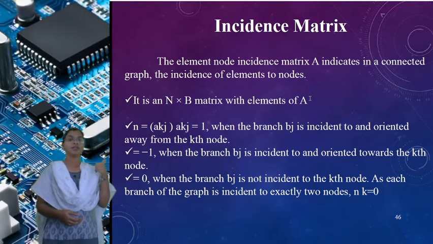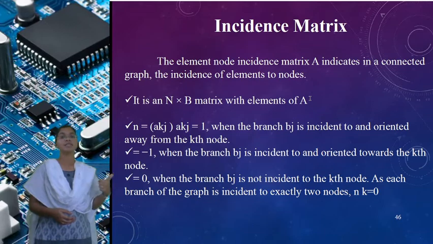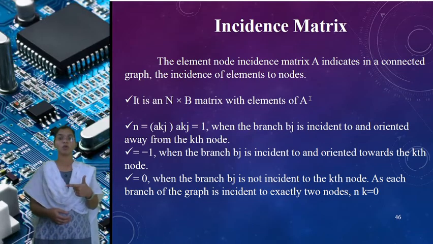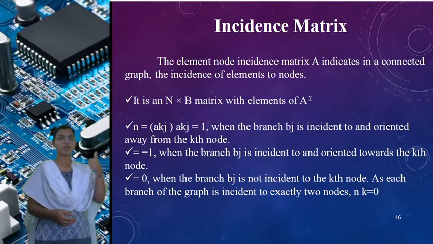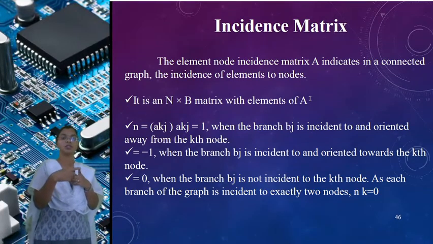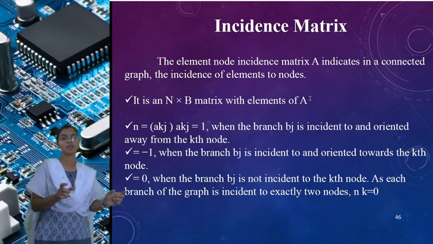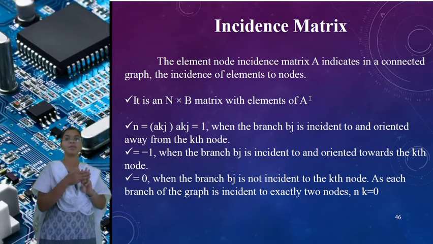Whenever a branch is incident on a particular node and its orientation is away from that node, we take that value as plus 1. Whenever a branch is incident on a particular node and its orientation is towards that node, we take that value as minus 1. If a particular branch is not incident on that particular node, then we take that value as 0. So these are the main 3 properties.